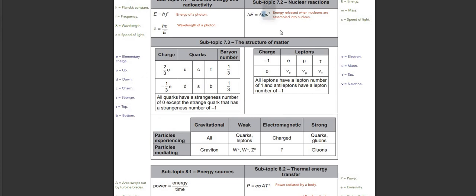So we know the mass defect is the mass that gets converted to energy, so multiplying it by c squared gives us the energy that's released when forming a nucleus, or the energy that's required in order to break apart a nucleus.